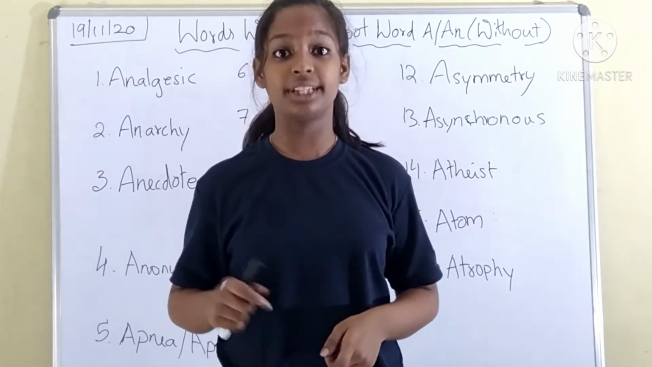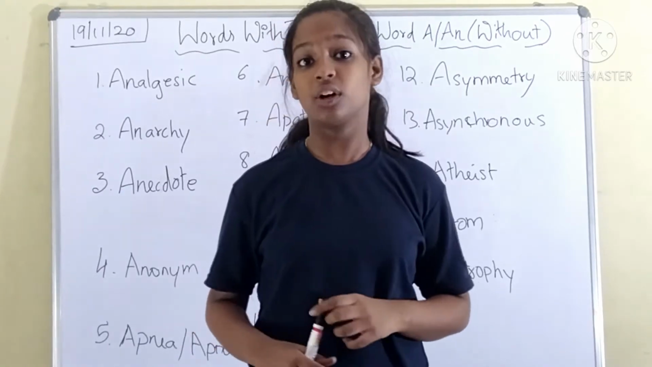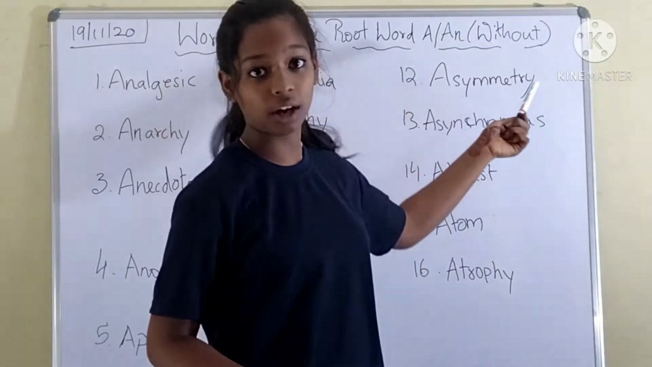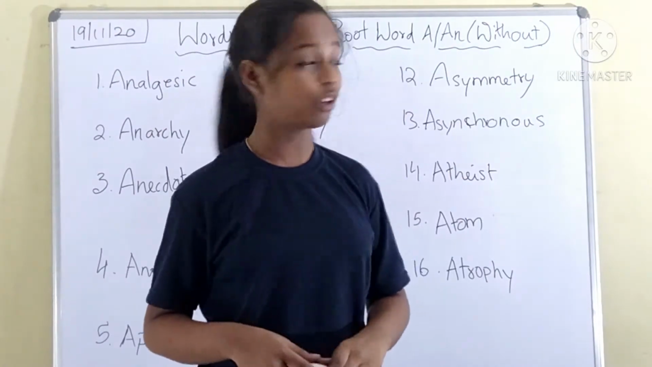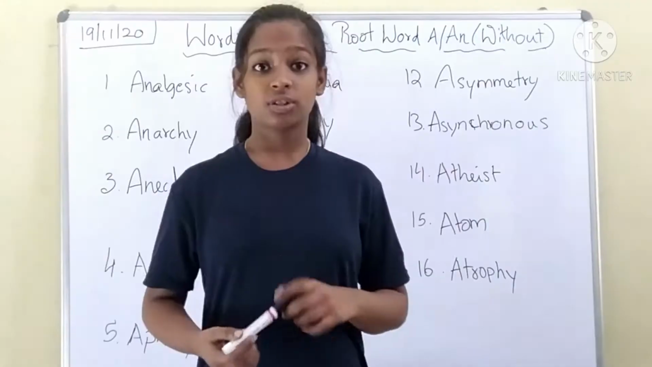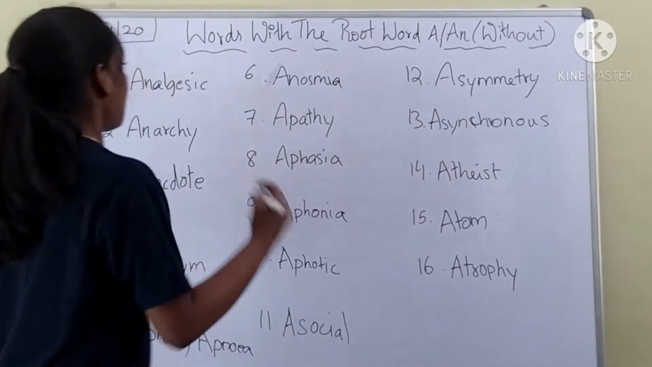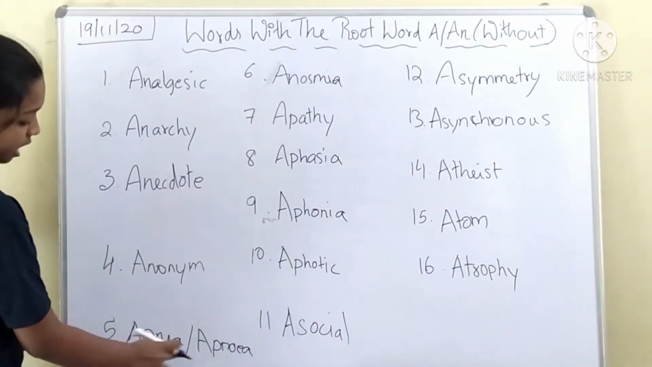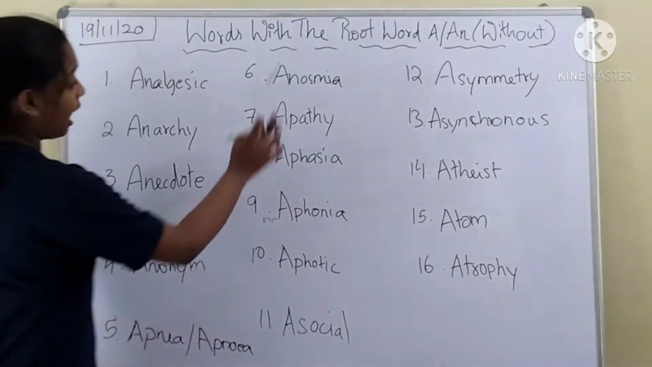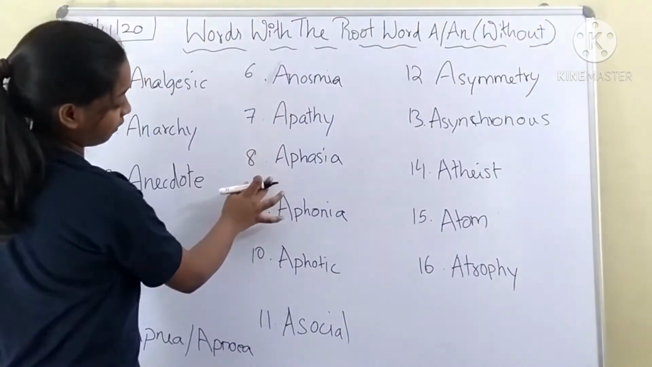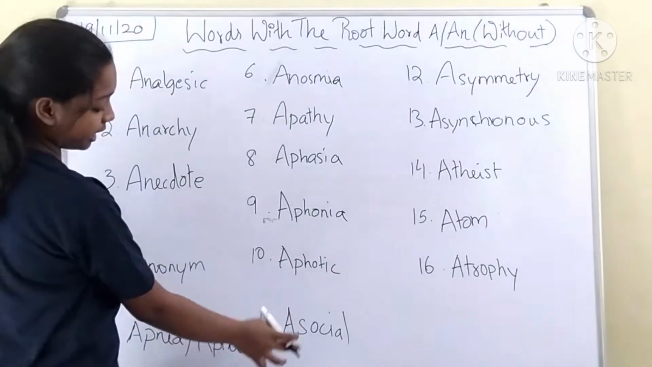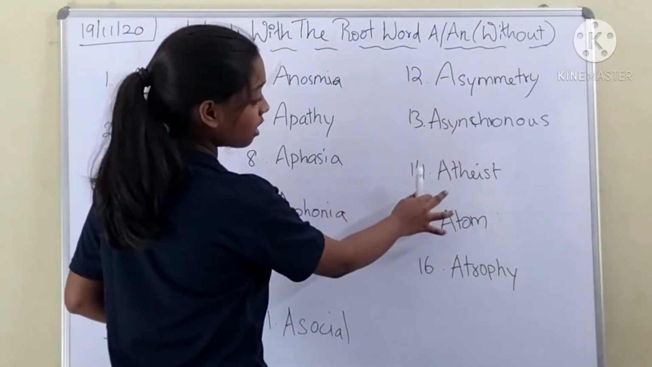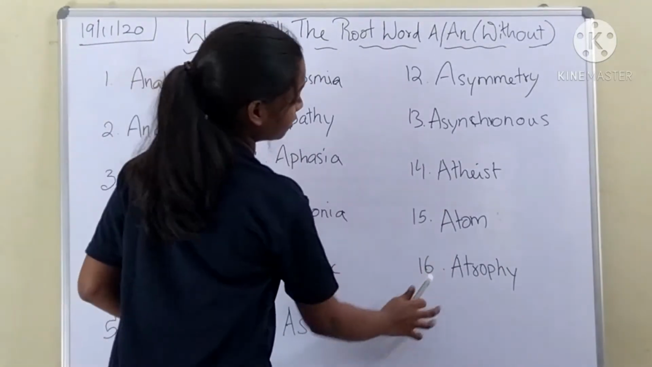I am Gayatri. Today in this session we are going to see part 3 of the root word a or an, which means without, and this would be the last session of the root word a or an. So the words for today are analgesic, anarchy, anecdote, anonym, apnea or apnoea, anosmia, apathy, aphasia, aphonia, aphotic, asocial, asymmetry, asynchronous, attest, atom, and atrophy.